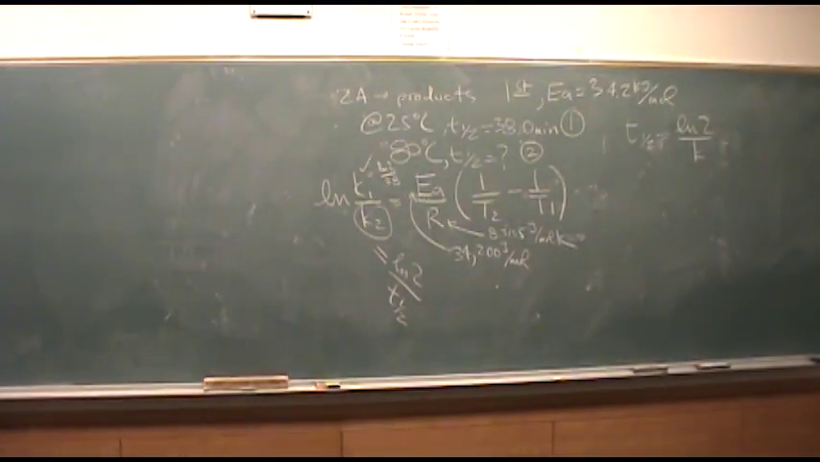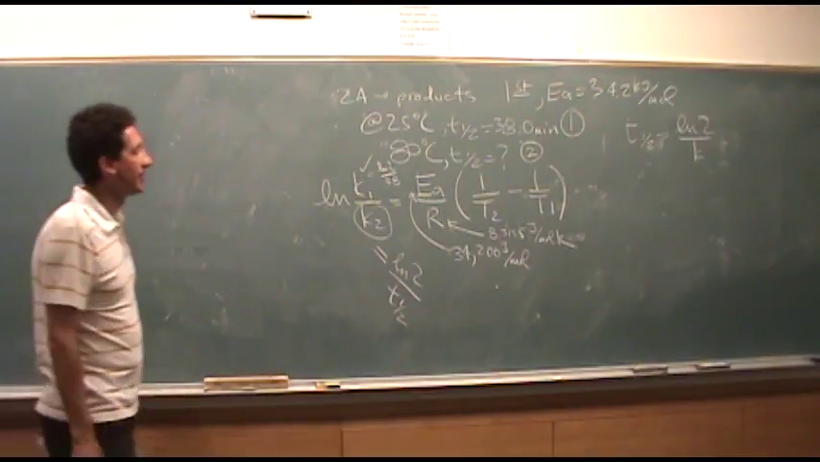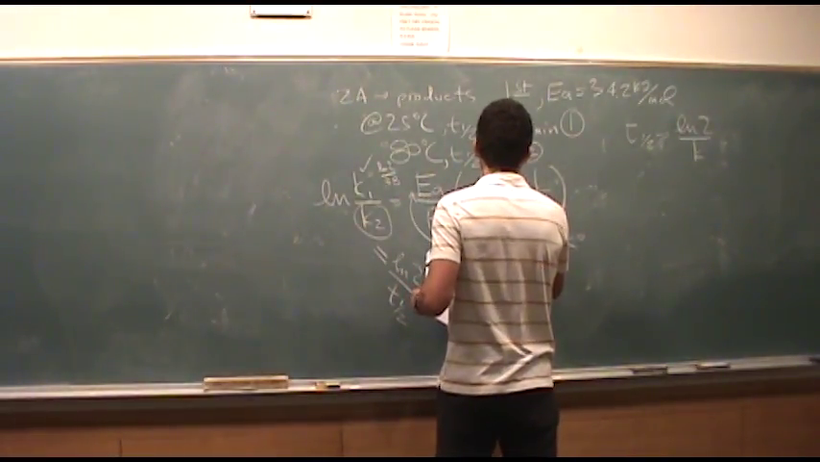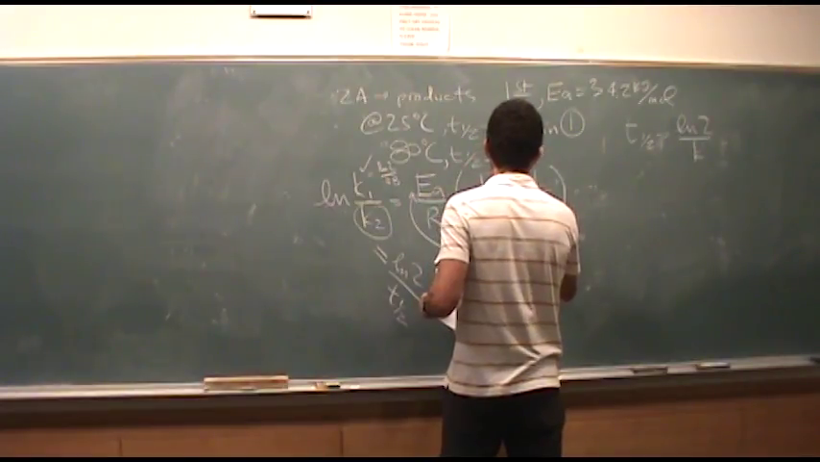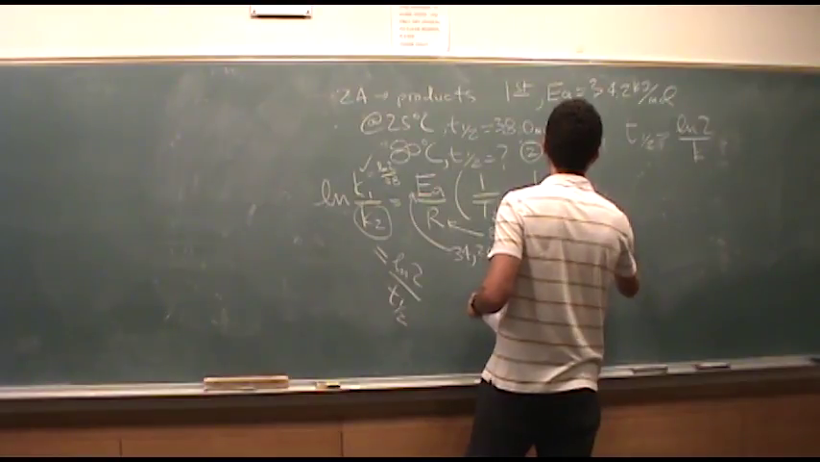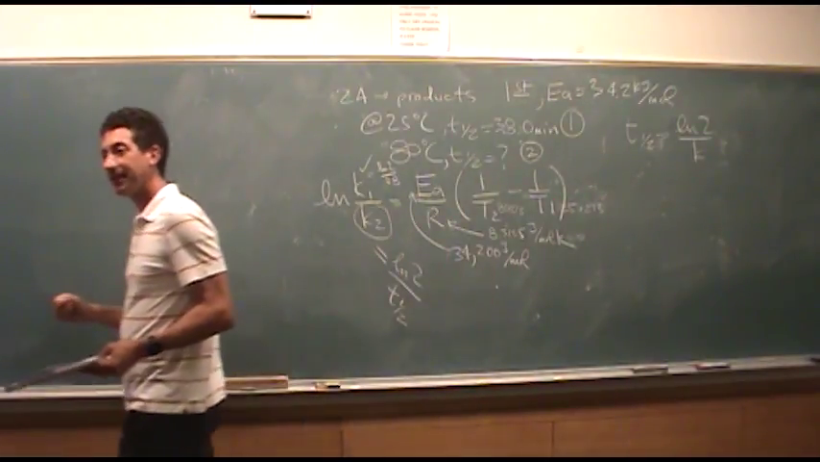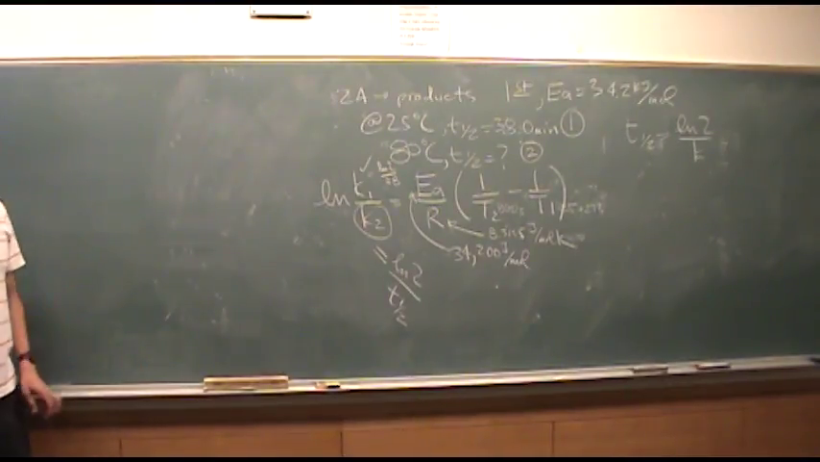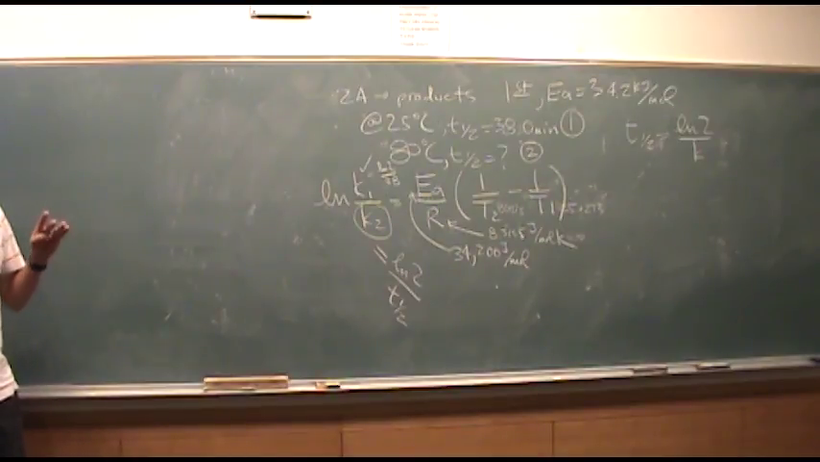Could you have converted R instead? Yeah, if you're into that, you can convert R to kilojoules, whatever you find more exciting. Okay? So T2 is the 80, plus 273. And T1 was the 25 plus 273. Is that all right? Yeah. Okay. So I would recommend you practice on your calculator and algebraically doing this.